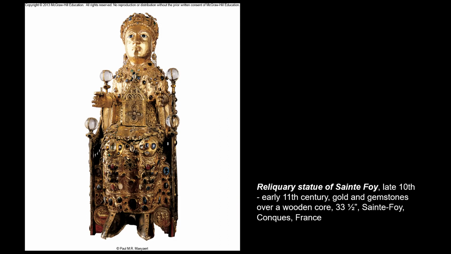But think of the high intrinsic value from the gold as a metal, and also the important cultural value because of the worth of this object to early Christian pilgrims who would have visited this because it had a relic of Saint Foy inside of it.